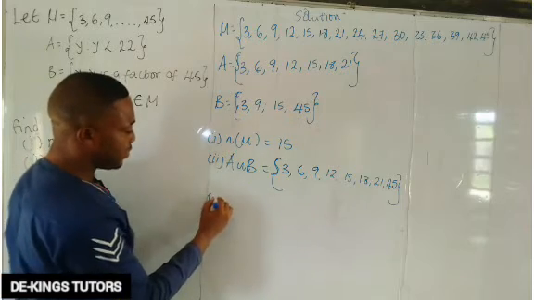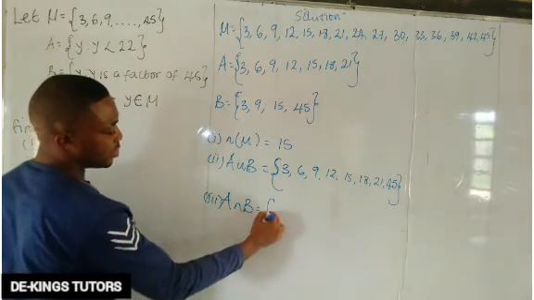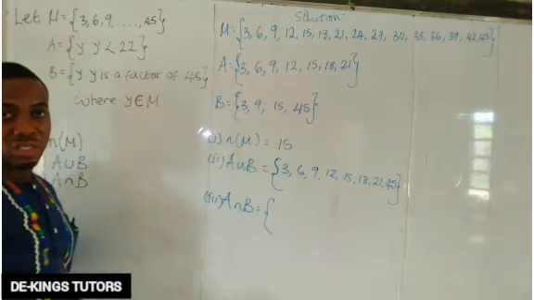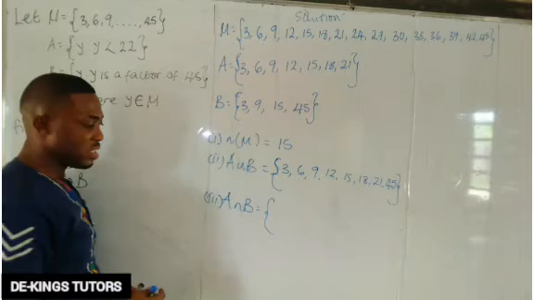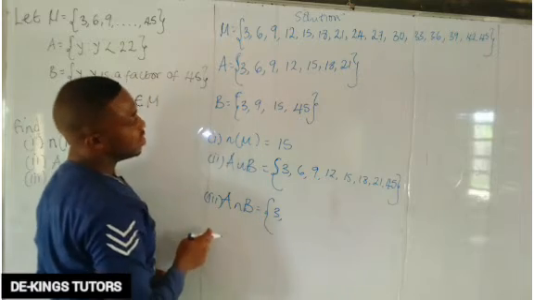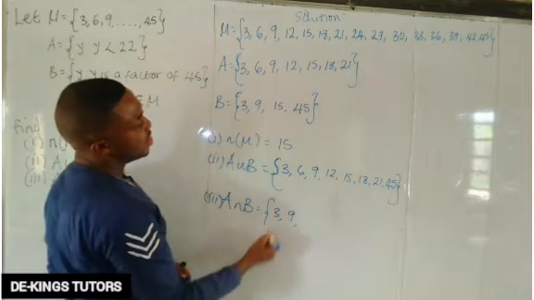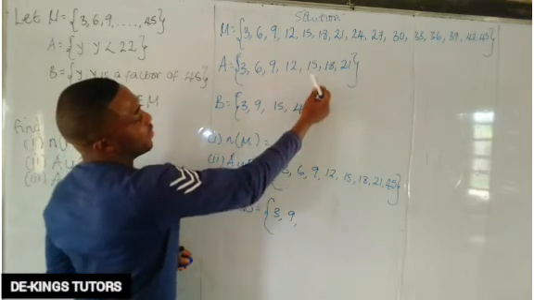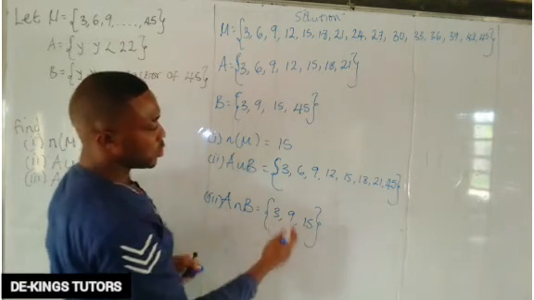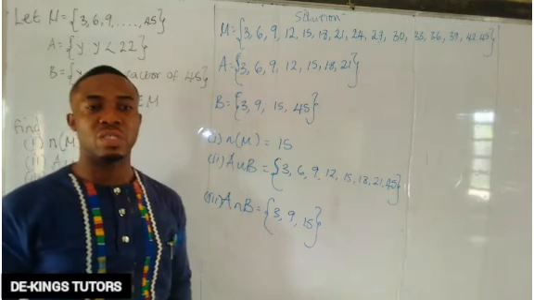And the third one is A intersection B. A intersection B means what is common between the two sets. They have 3 in common, so we write 3. The next one, 6 is there but not here. 9 is here, and we have 9 here, so 9. Now check another one: 12 is not here. 15 is here, and we have 15. So those are the only values common to both sets. That is how to solve a question relating to sets in this manner.